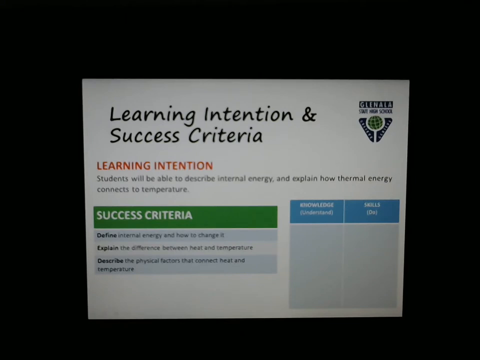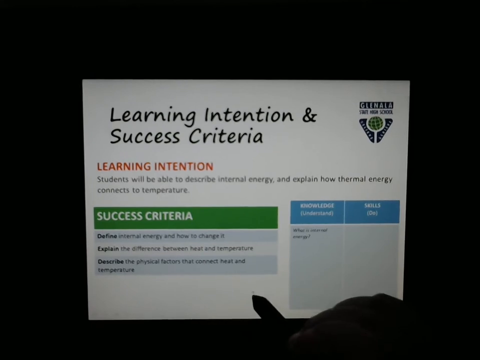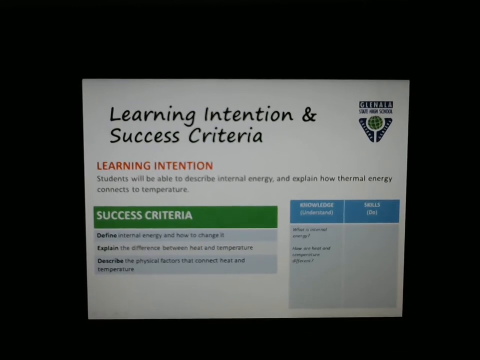Okay, so having a look here, we can see we've got a lot of cognitive verbs that relate to knowledge here. We've got define, explain, describe. So the first thing, if we're going through this learning intention, is we probably need to know: what is internal energy? We need to know how heat and temperature are different, because these are words we use very commonly in day-to-day parlance, but they do mean different things. And finally, what are these physical factors that connect heat and temperature?